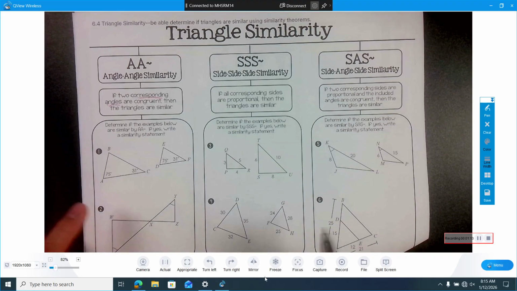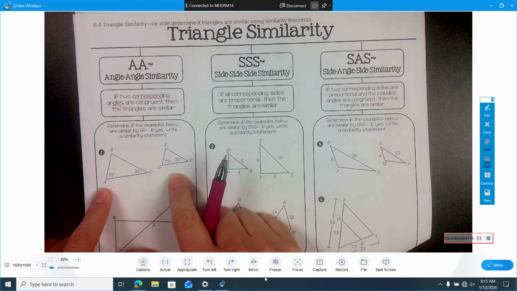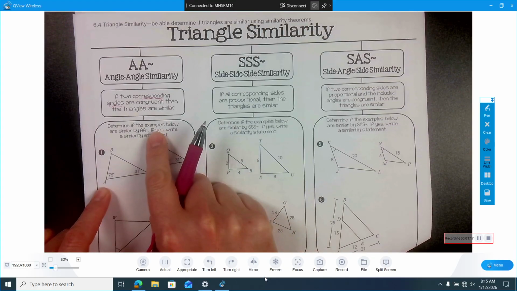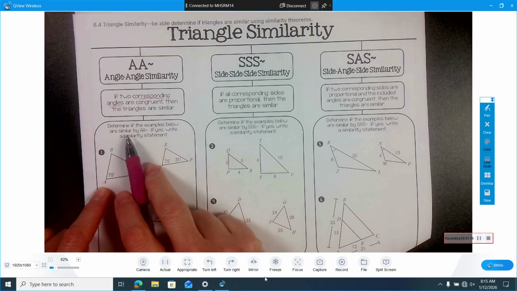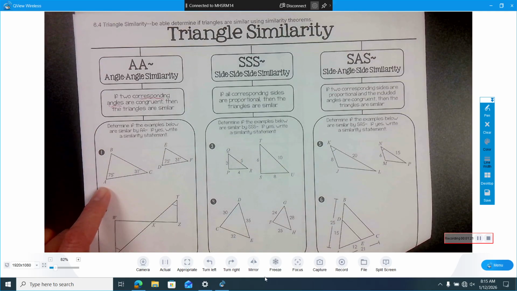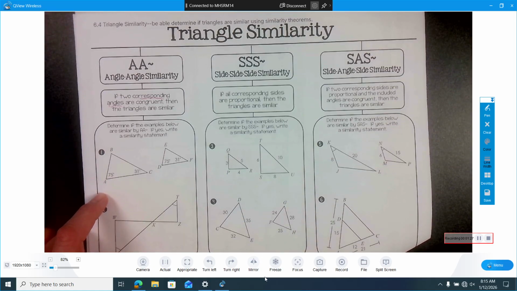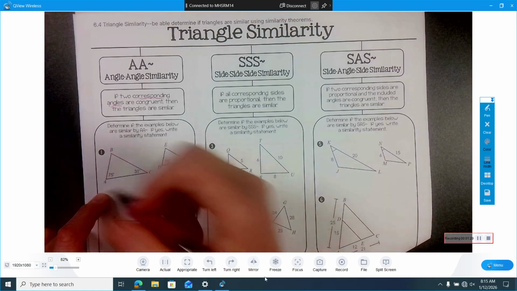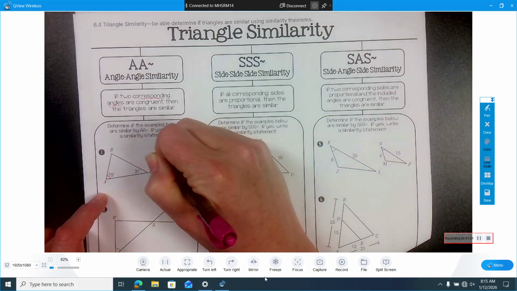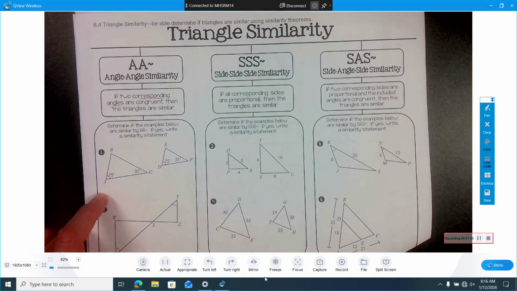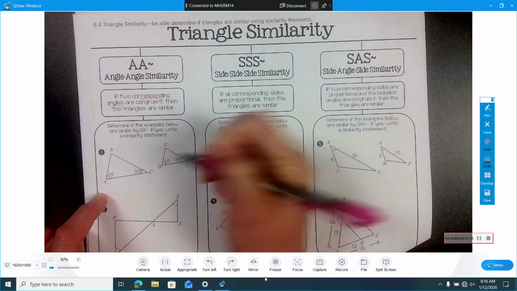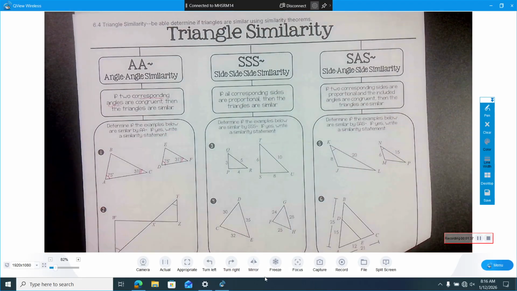So here we have triangle ABC and triangle DEF. We want to determine if the examples below are similar by angle-angle similarity. If yes, write the similarity statement. So is triangle ABC similar to triangle DEF? Yes, because angle A is congruent to angle D, and angle C is congruent to angle F.